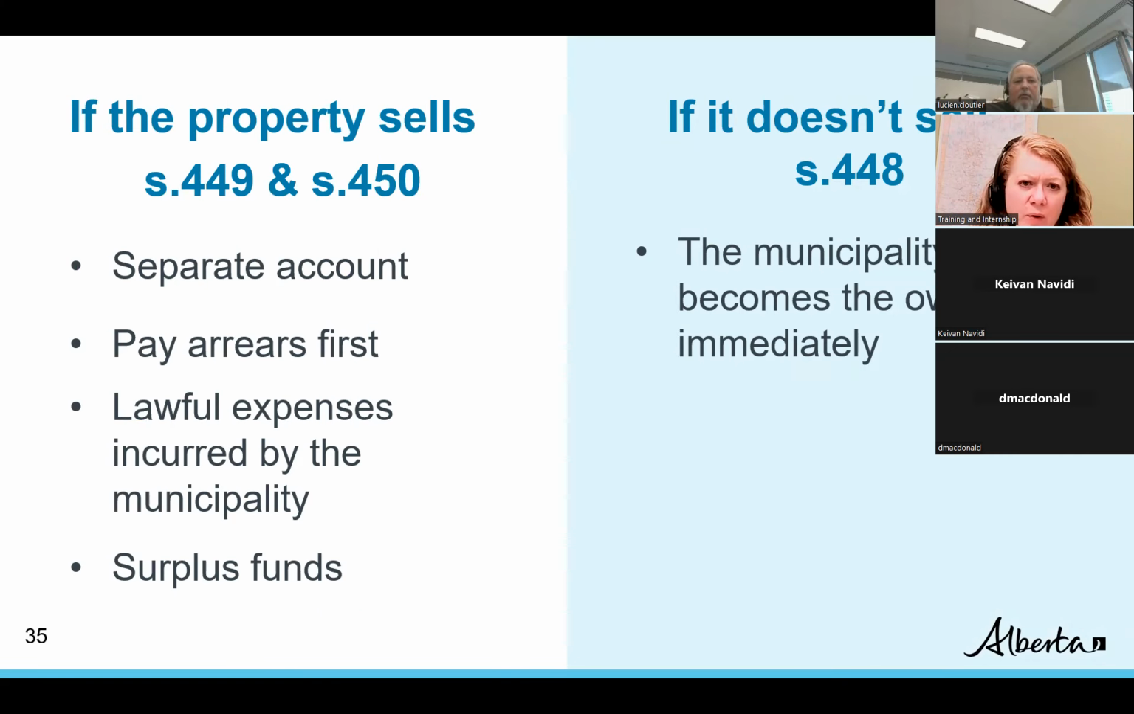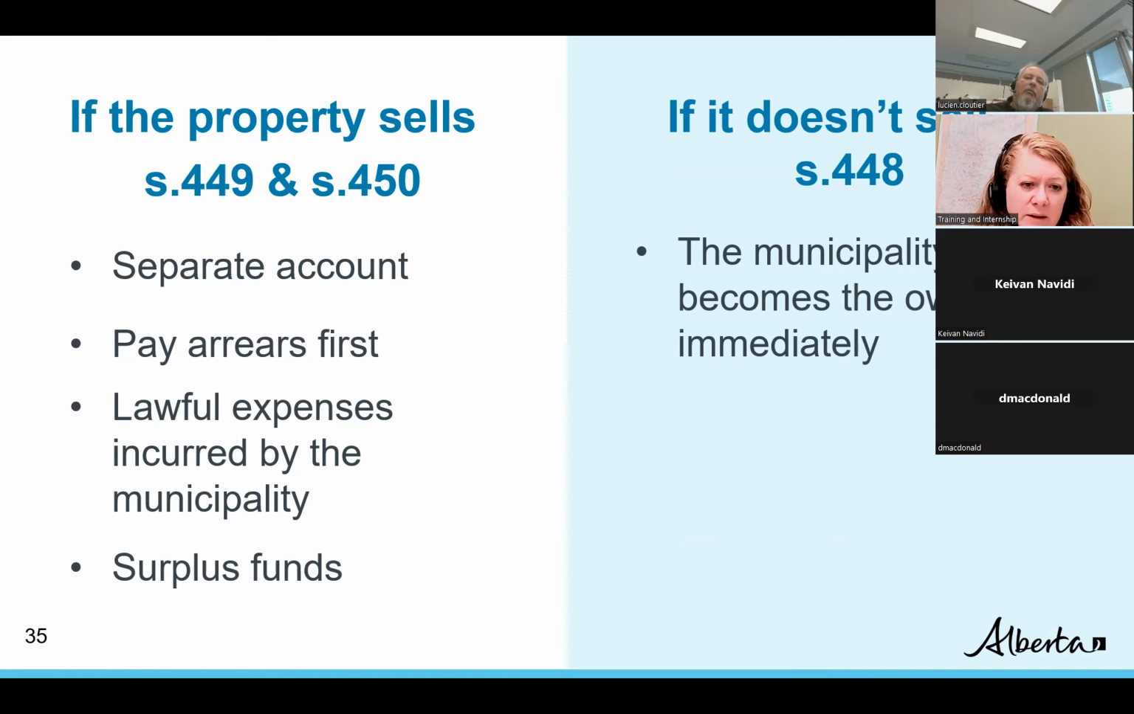And we'll look at if the property sells as compared to if it doesn't sell. So if it sells, it looks much like the other two tax recovery methods. A separate account must be made, expenses are paid in a specific order, and surplus proceeds must be paid to the previous owner. Again, a separate account must be established, and then the proceeds paid in order of priority.